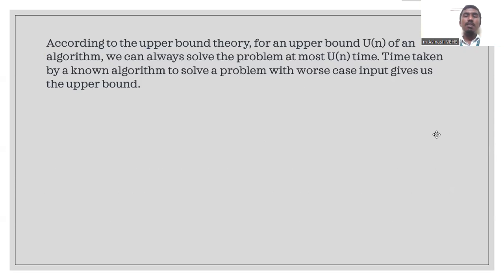According to upper bound theory, for an upper bound U of n of an algorithm, we can always solve the problem in at most U of n time. The time taken by a known algorithm to solve a problem with worst case input gives us the upper bound.